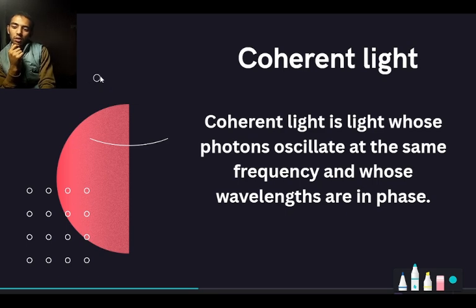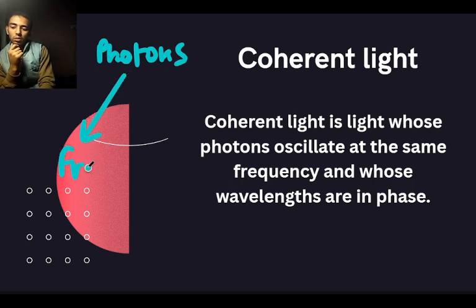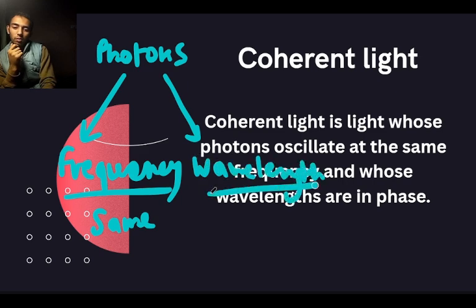So coherent light is photons oscillating, and their frequency should be the same. Next, the wavelength should be in phase. Same phase. Okay.